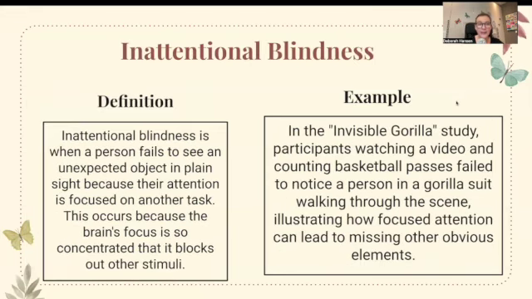Inattentional blindness. Inattentional blindness is when a person fails to see an unexpected object in plain sight because their attention is focused on another task. This occurs because the brain's focus is so concentrated that it blocks out any other stimuli.